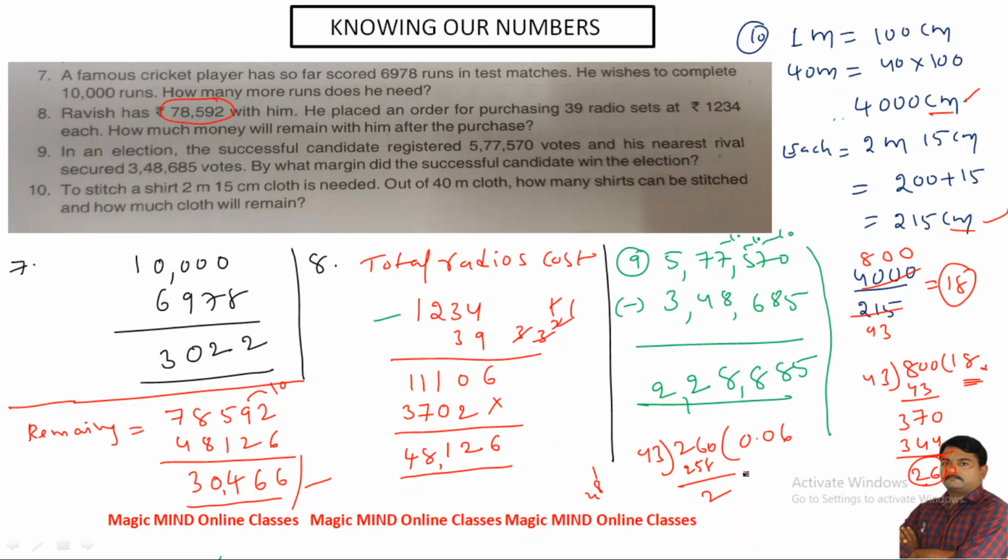258 means how much left here? Simply 2 left here. So this keeps on going. So how much left here? 0.06 worth cloth is left here. That's all. I hope you understood. Simply you have to do the division. That's all. Nothing else.